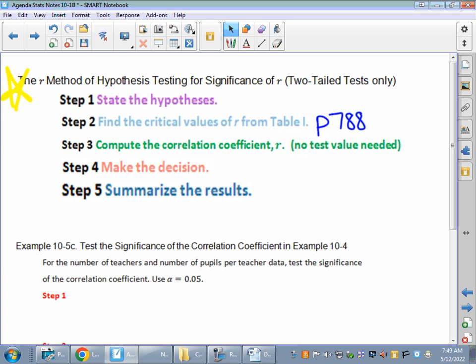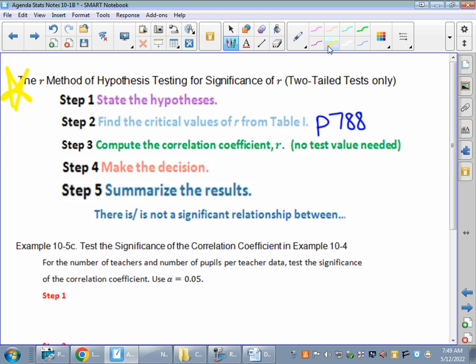Here are your choices for summarize. We're not even going back to that table. You are either going to say there is a significant relationship, that's if we reject H sub 0, or there is not a significant relationship between whatever the situation is. Is not is if we do not reject, because that means we think that rho is equal to 0, which means there's not a significant relationship.